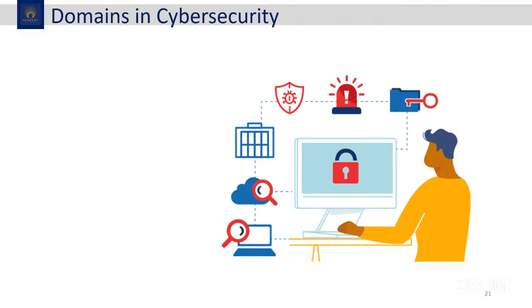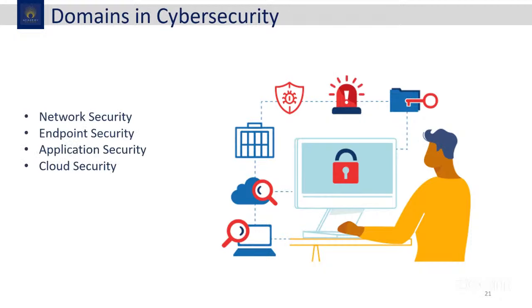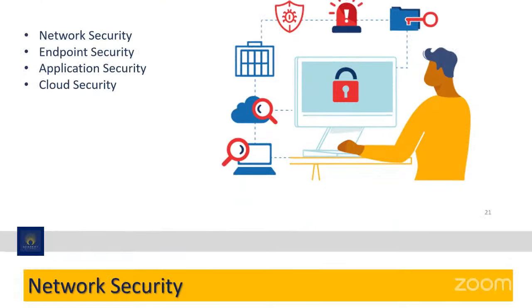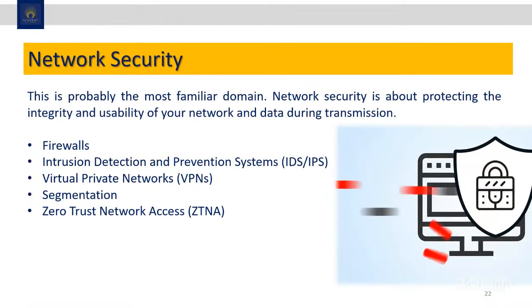So let's break that down. We have broken that down into four major primary domains that you will encounter most often: network security domain, endpoint security domain, application security domain, and cloud security domain. You are going to find most of those four domains all through your career in cybersecurity. Now, let's break that down a little bit.